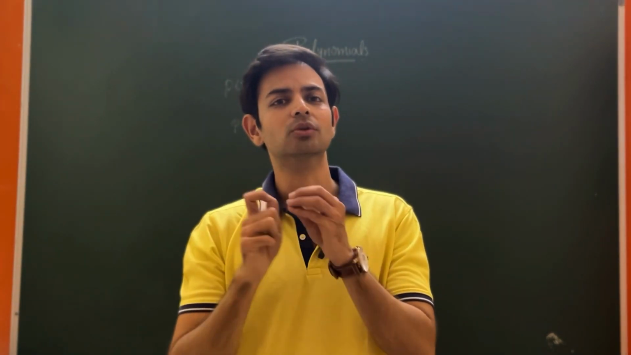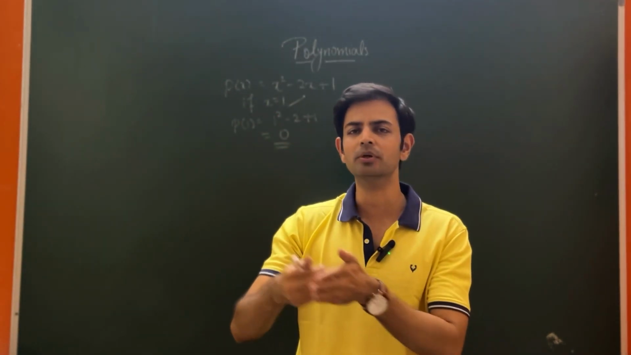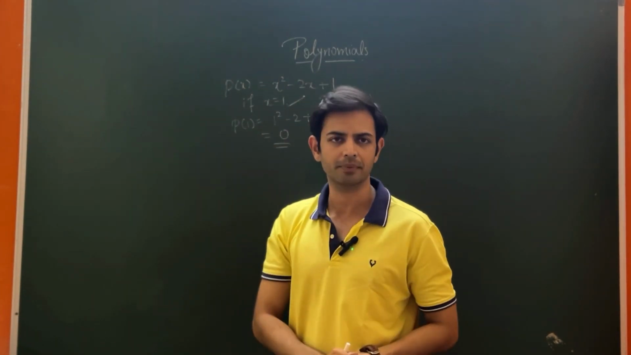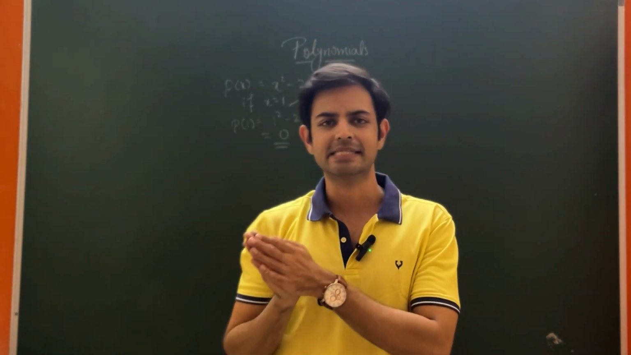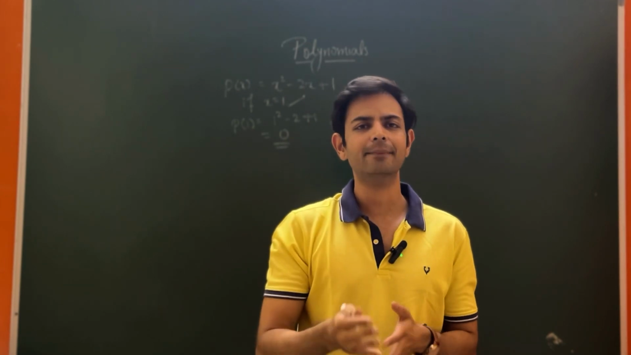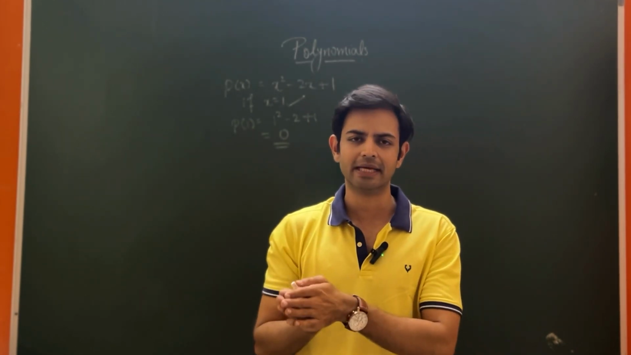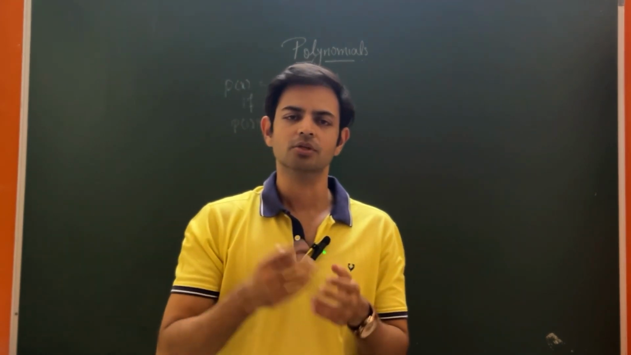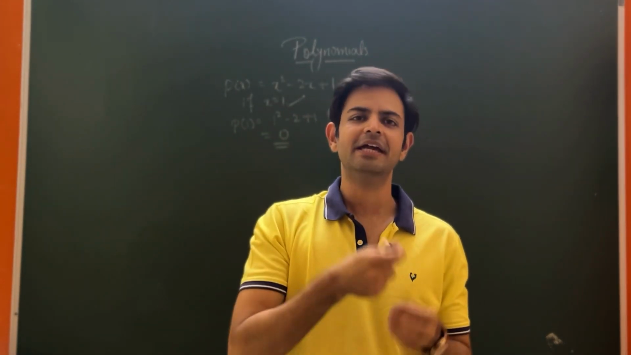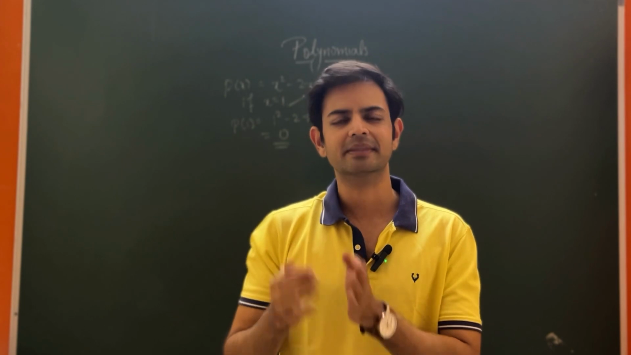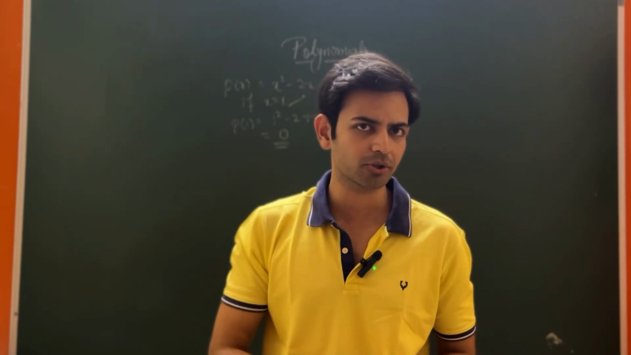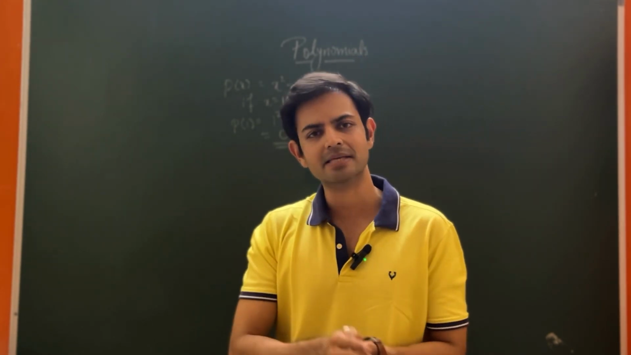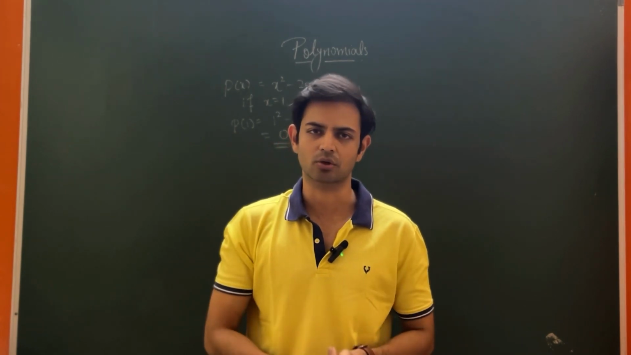So zeros are those values of x which, when we put them in our given polynomial, the answer is 0. So usually in the exam, you will have a question like verify if the given value of x is a 0 or not. So you just simply have to put the value. If the answer comes out as 0, then it is a 0 of the polynomial. If the answer doesn't come as 0, then it is not the 0 of the polynomial.